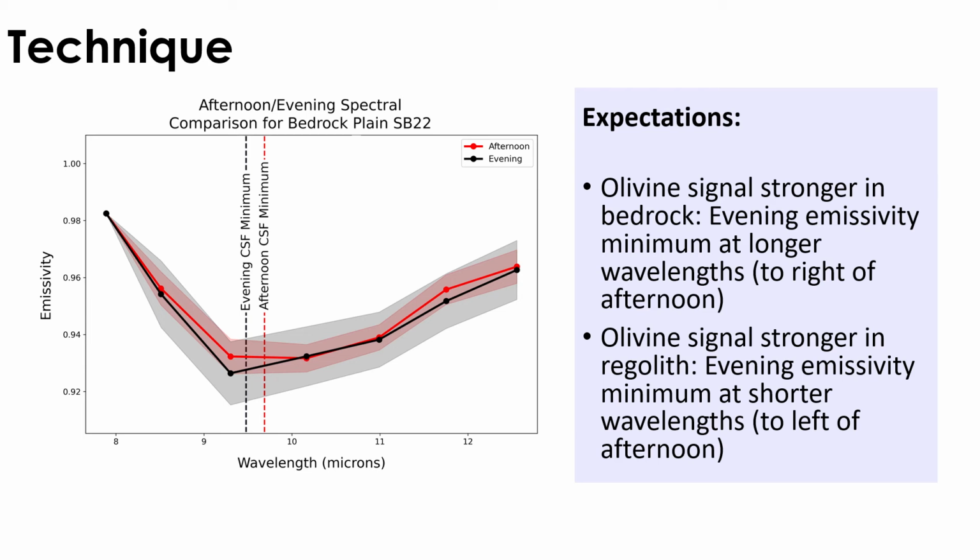At left is a figure showing bedrock plains spectra pulled from the same location using the two THEMIS observations I showed you earlier. We can see that the emissivity minimum of the evening image is at shorter wavelengths relative to the afternoon image. This tells us that the olivine signal is likely originating from regolith.